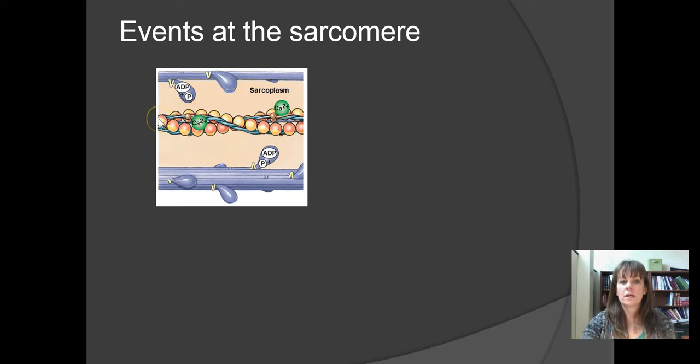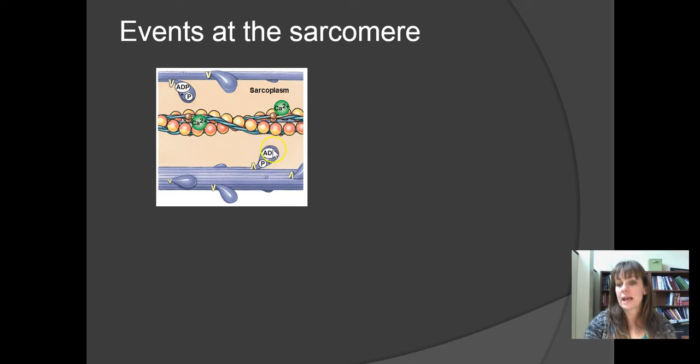What this is showing here is actin. You see the big circles are actin, and these thinner things are troponin and tropomyosin, and notice that calcium is there, so it's pulling it away from actin enough that this head of myosin can now physically bind to actin. That's called forming a cross bridge.